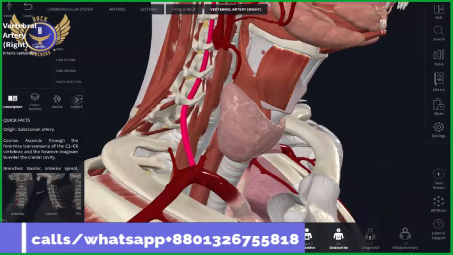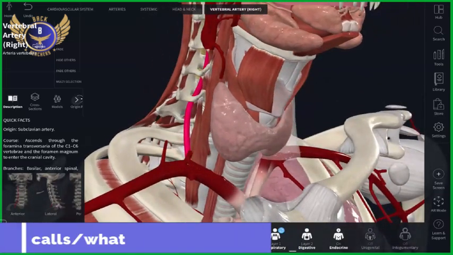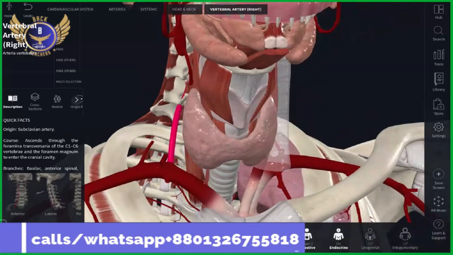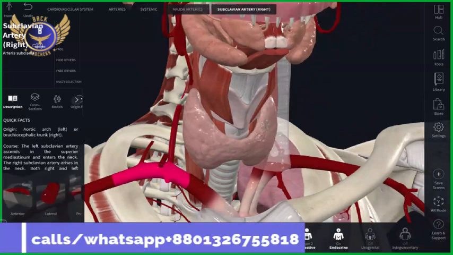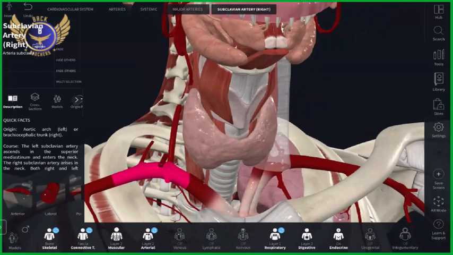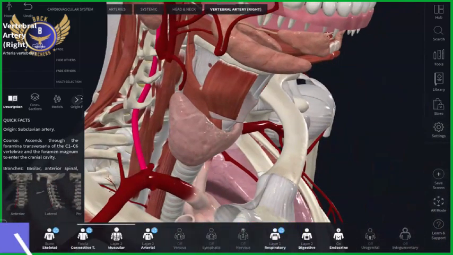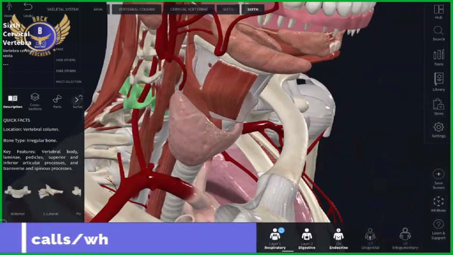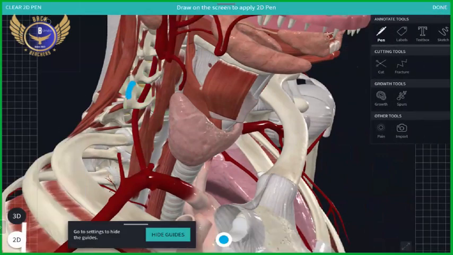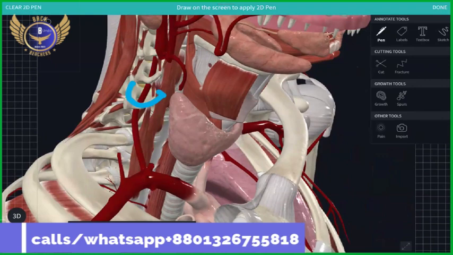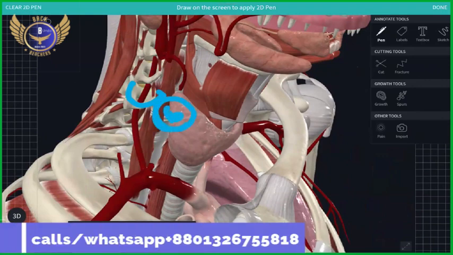This is our vertebral artery. This one is very important. Remember, this will be the first branch of the subclavian artery, and the vertebral artery will go up and enter our cervical vertebra. Which one? Number 6. It will enter number 6.